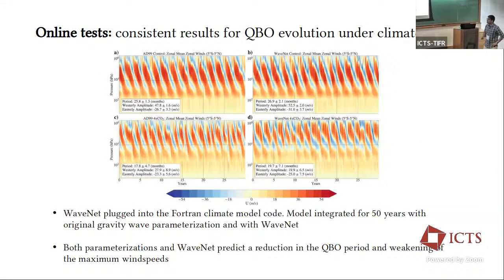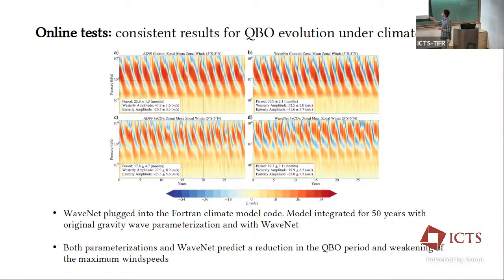Now, this was all done offline. What happens if you remove the parameterization from the GCM and you replace it with the machine learning model WaveNet? What do you get then? So the next set of experiments in this study was plugging in WaveNet instead of 8099 and then testing it on a 4 times CO2 scenario. So the control run here is the regular amount of CO2, roughly 380 ppm or 400 ppm. And then the second row shows what kind of a QBO you get from the parameterization and WaveNet when you set the CO2 to 4 times the current concentration.